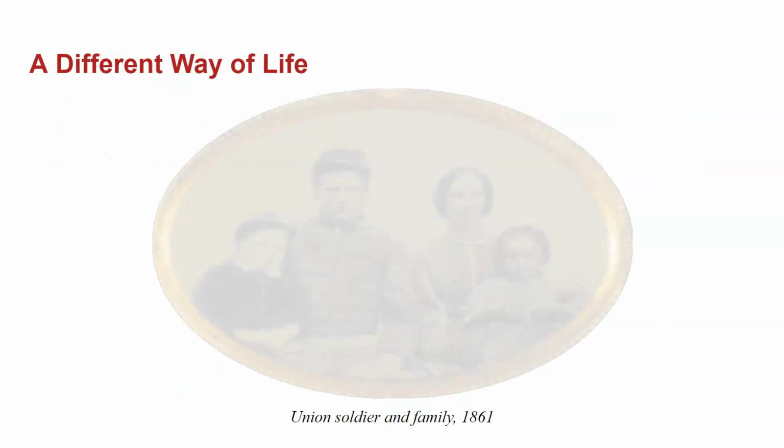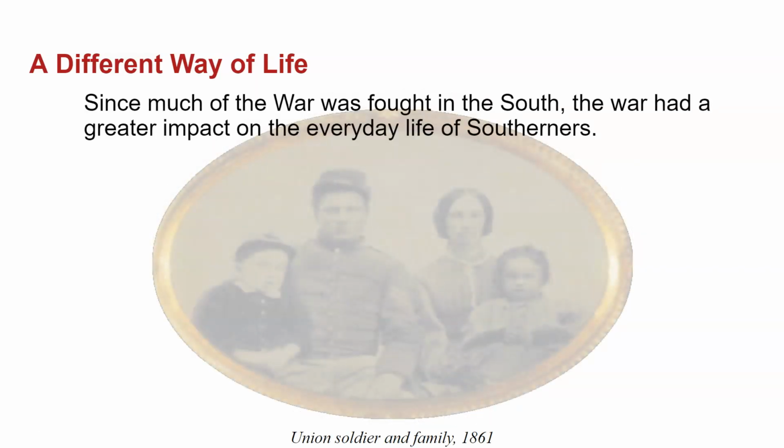The image that we started with, we're going to continue with here: the Union soldier and family in 1861, right at the beginning of the war. One thing we should note about the war is that it impacts different parts of the country differently. Since a lot of this war is being fought in the South, in the Confederacy, it had a greater impact on the daily life of Southerners as opposed to those in the North. Certainly taxation, and we'll talk about some of the political changes you'll see in the North, but the biggest impact of the war on everyday life was on Southerners.